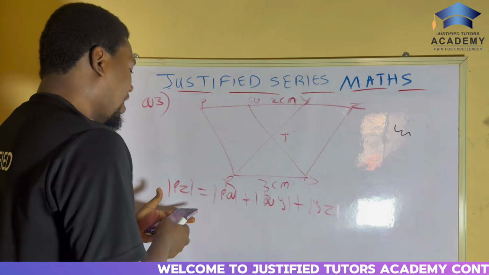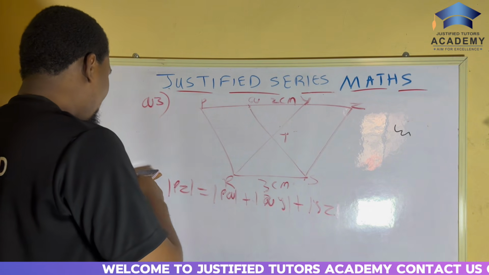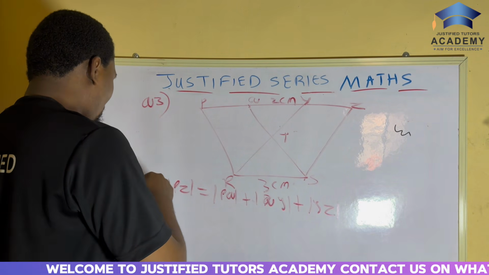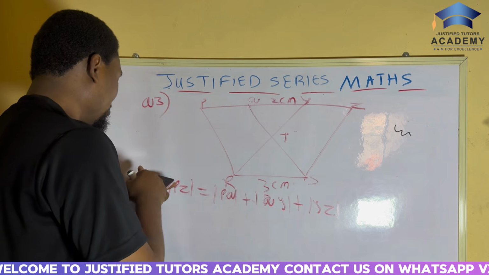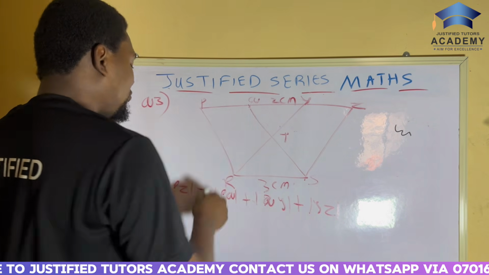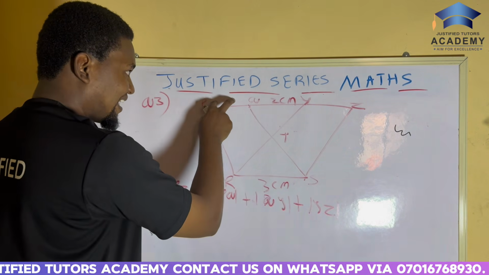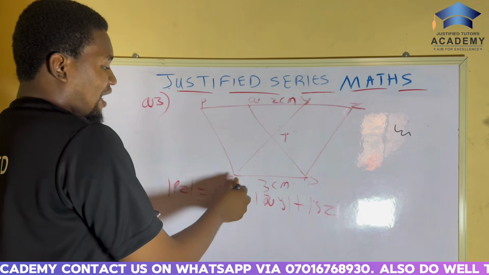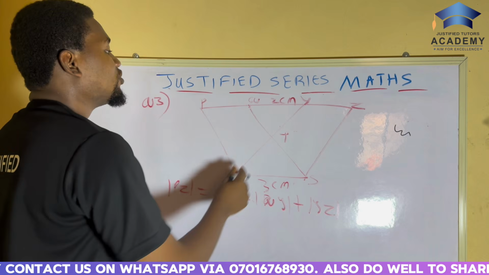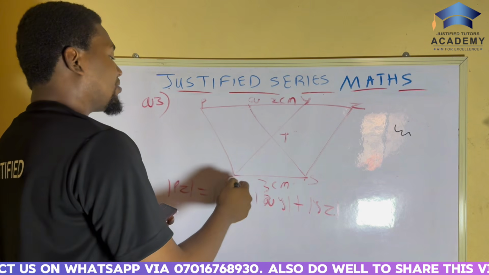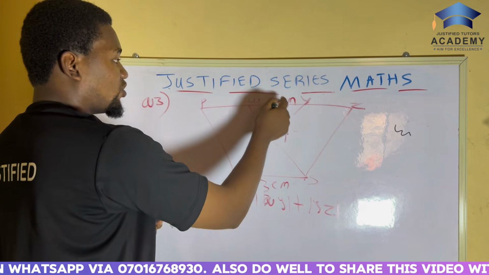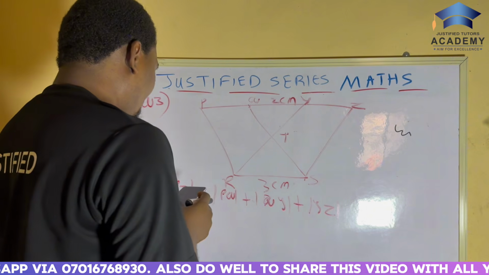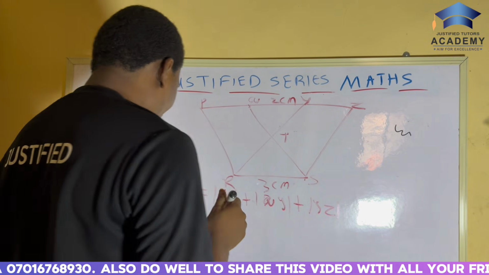Now, like I said, to find your distance from P to Z, you need to find PQ, QY and YZ. We are already given our RS and our QY. Our RS is 3 and our QY is 2. So now, to find out our PZ, it is very, very simple.